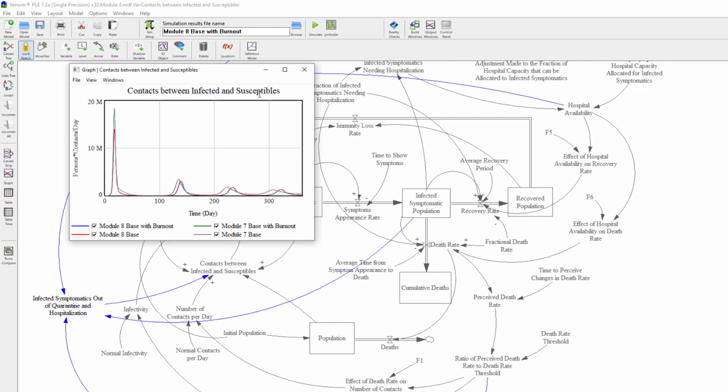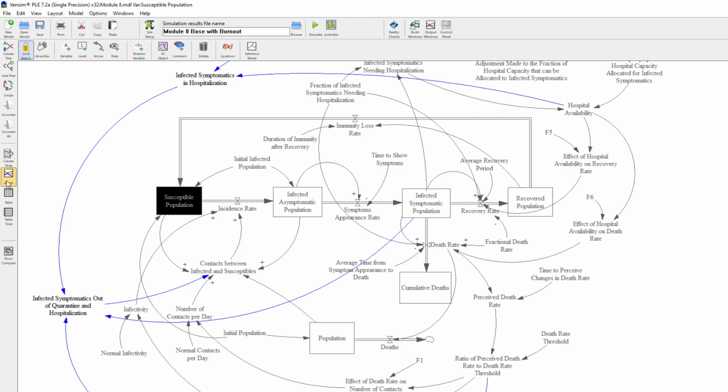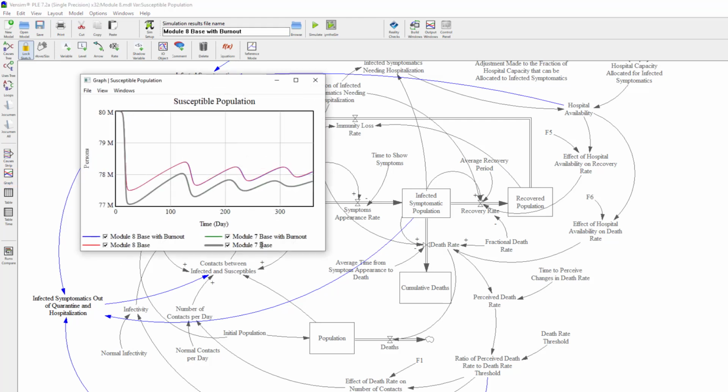Okay, susceptible. This is what's going on in module 8 base with burnout and without burnout. As you see here, we don't see a huge change between these two simulation runs because we are talking about 80 million people as our overall population. But with quarantine, we now have a greater number of susceptible population compared to module 7, when there was no quarantine.